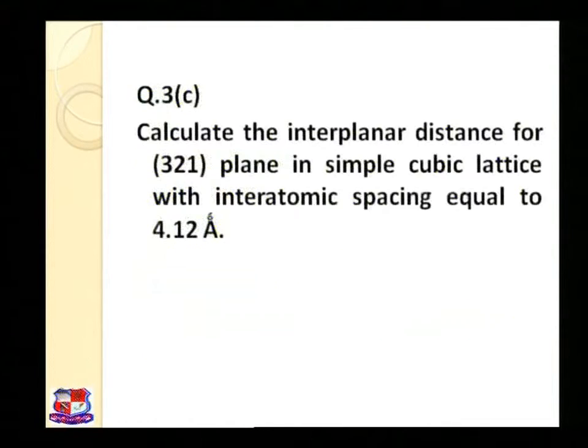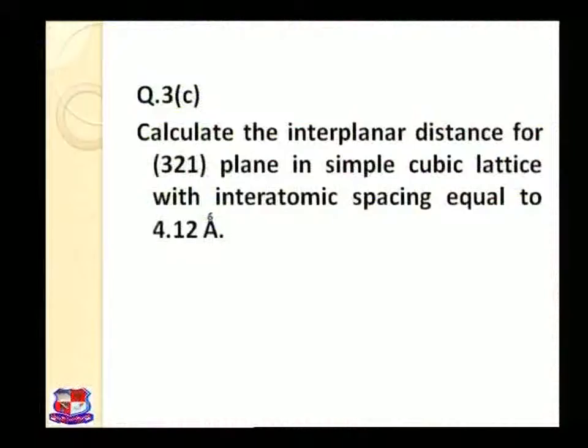Let us move towards the next question. Calculate the interplanar distance for the 3 2 1 plane in a simple cubic lattice with interatomic spacing equal to 4.12 angstrom. Now, this is one of the numericals asked from crystal structure. When we calculate this, we have to calculate the interplanar distance. In the previous question, we derived the equation of interplanar distance, and with the help of this, we will calculate the same sum and calculate the interplanar distance between the atoms for a particular plane having particular Miller indices.